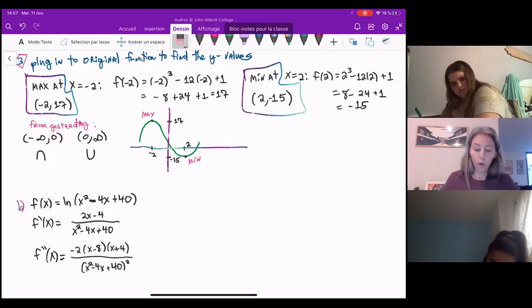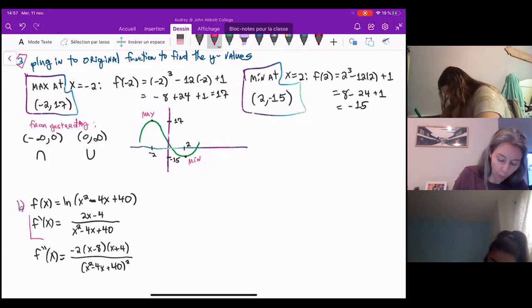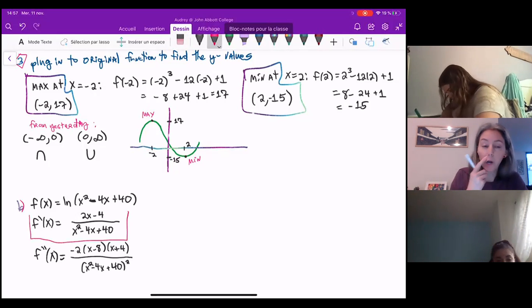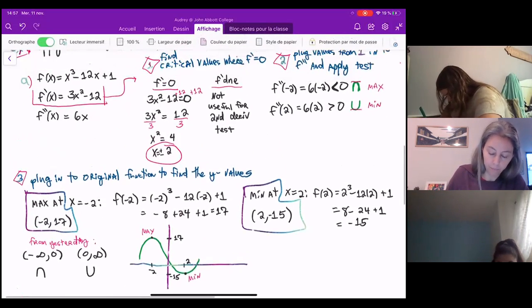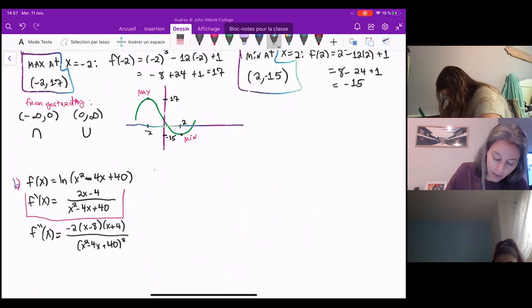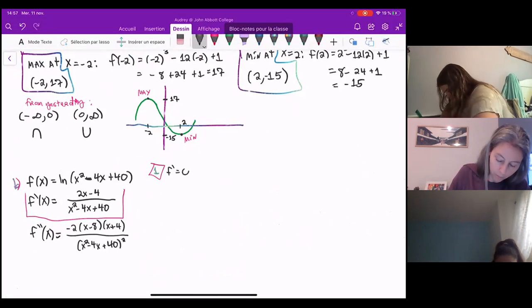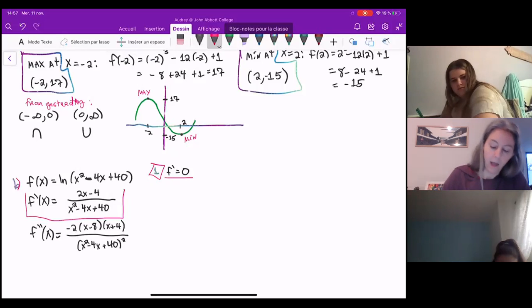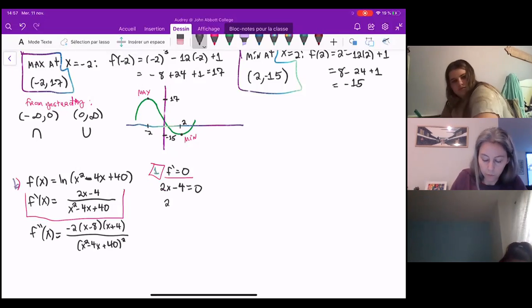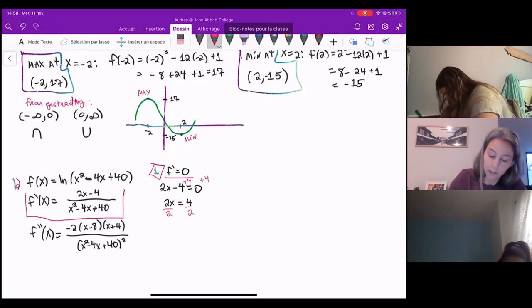Okay, so again, we're going to follow our steps from before. I want to know when f prime equals 0 for my first step. So my first step is we're finding those critical values where f prime equals 0. And so that is when 2x minus 4 is equal to 0. So then I get 2x is equal to 4 by adding 4 to both sides. And then I divide by 2 to get x equals 2.